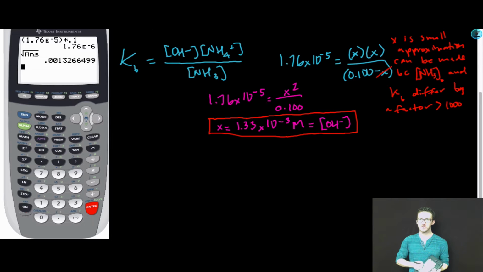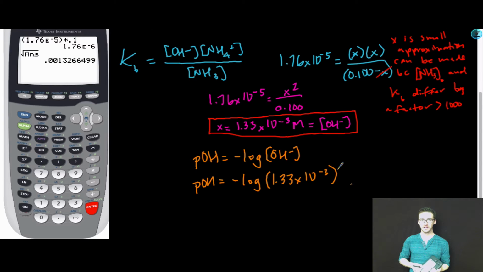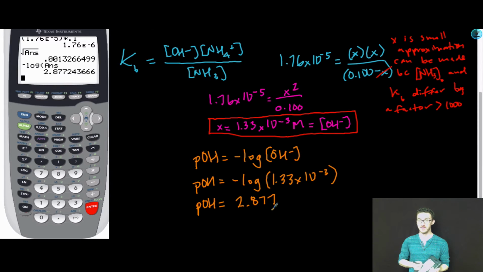Couple different ways that you can do this. Because I have a hydroxide ion concentration, I'm going to do pOH is equal to the negative log of hydroxide ion concentration. So I'm simply going to plug in my concentration that I solved for earlier, and then jump to my calculator. Negative log second answer. So my pOH, I have 3 sig figs, so I'm going to do 3 after the decimal, 2.877.